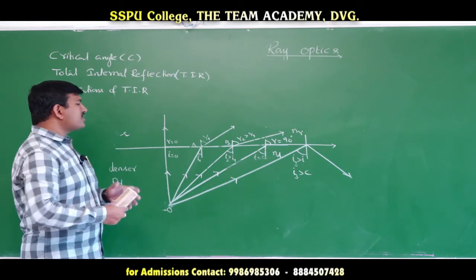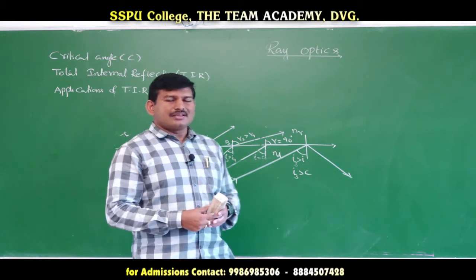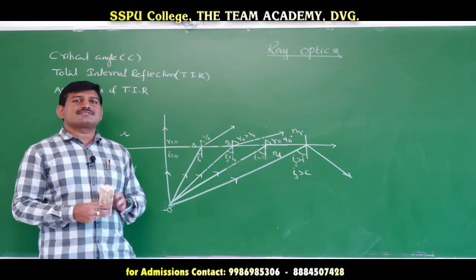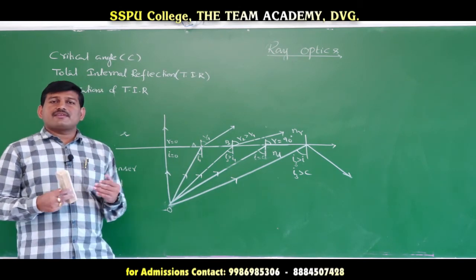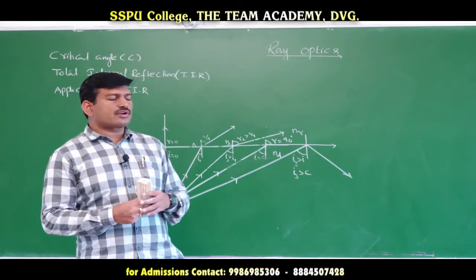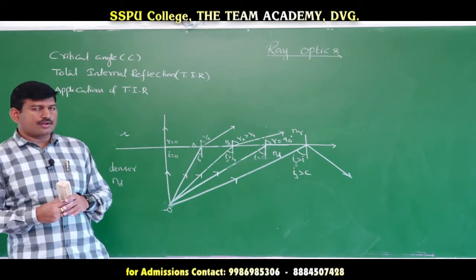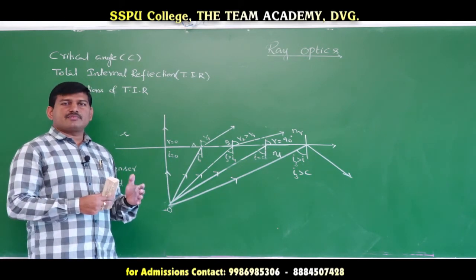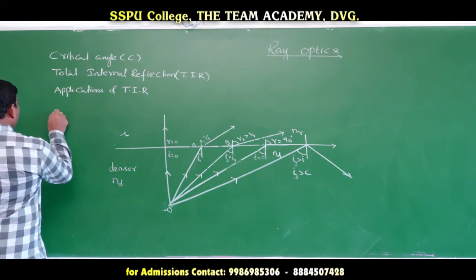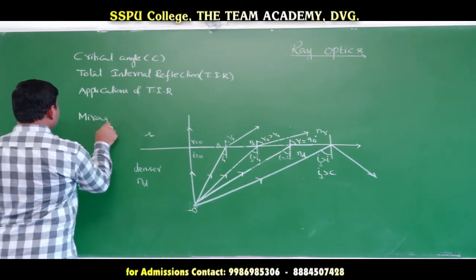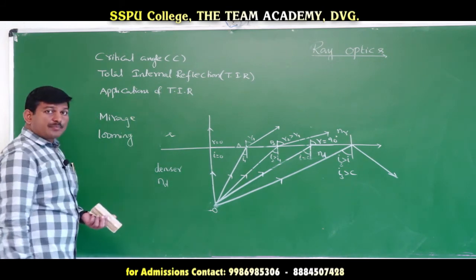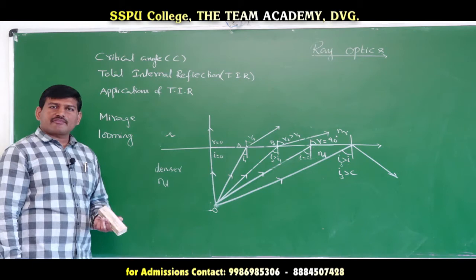Then is there any use of this total internal reflection phenomenon? Yes, there are some applications based on this total internal reflection phenomenon. That's why we need to understand about this TIR phenomenon. So we have some optical illusions like mirage. Mirage is an optical illusion caused by the total internal reflection phenomenon. Looming is also another optical illusion caused by the total internal reflection phenomenon. So mirage, M-I-R-A-G-E, and looming, these are the optical illusions caused by the TIR phenomenon.